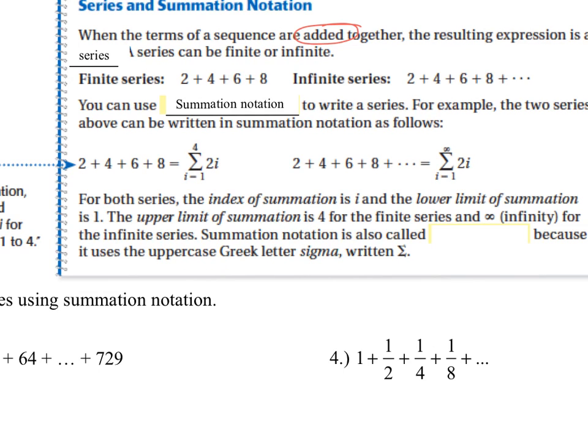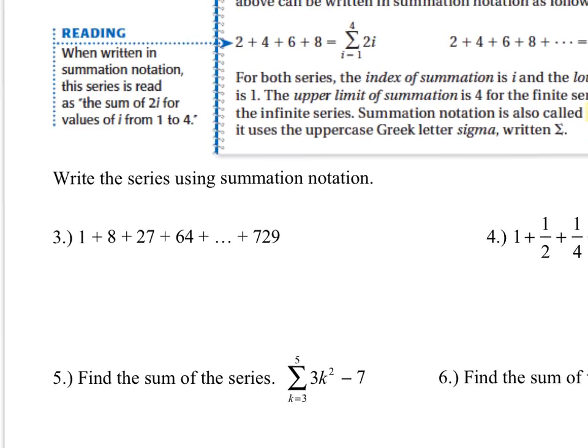The summation notation is also called sigma notation, because the uppercase Greek letter sigma is that capital E-looking symbol that you see right here. So again, let me write that in sigma notation. A lot of times it's just called summation, and it takes a little bit of time to get used to drawing those summation symbols out.